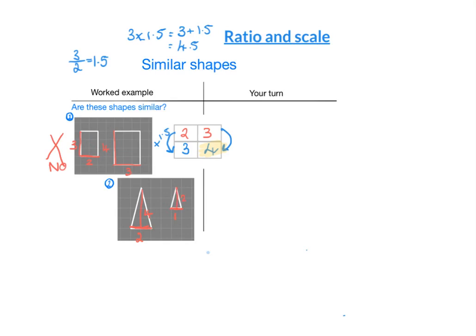So when I put my table in, I'll put those corresponding lengths in. I've got 1 and 2 for the bases, and I've got 2 and 4 for the heights. So looking at that, I can see that is going to be similar because I've times 2 by 2 to get 4, and I've times 1 by 2 to get 2. So it's got the same scale factor, and so yes, that is a similar shape.